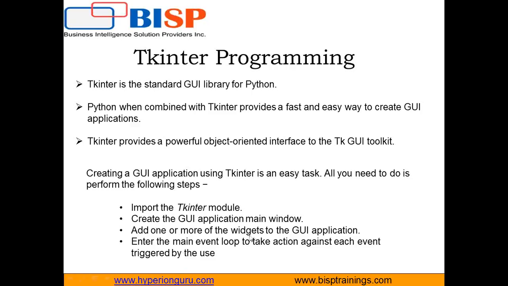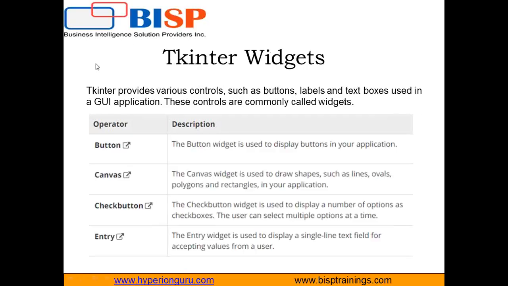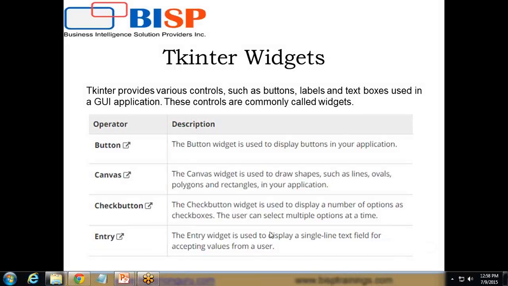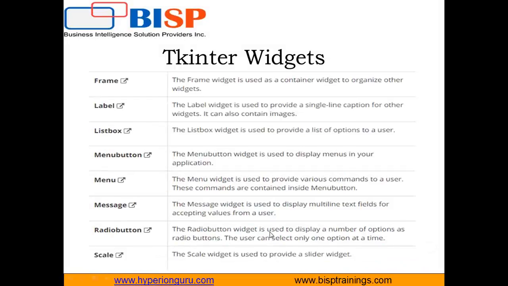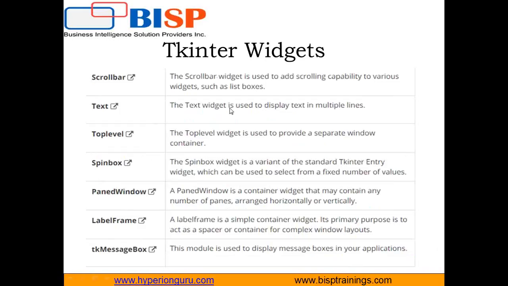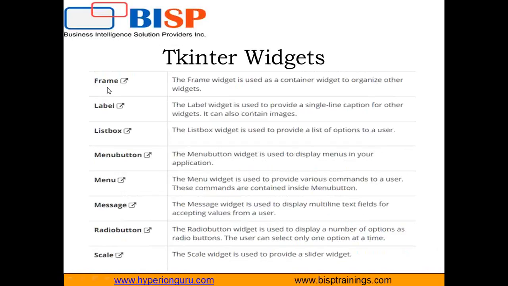So let's talk about the widgets, what types of widgets we have available so that we can use them in our GUI application in Python. These are the widgets. We have button, canvas, checkbox, entry. The entry widget is used if you want to display a single-line text field for accepting values from a user. And if you want multiple lines, then we can go for text. The text widget is used to display text in multiple lines. Also we have frames, label, list boxes, menu buttons, menus, messages, radio button, scale.